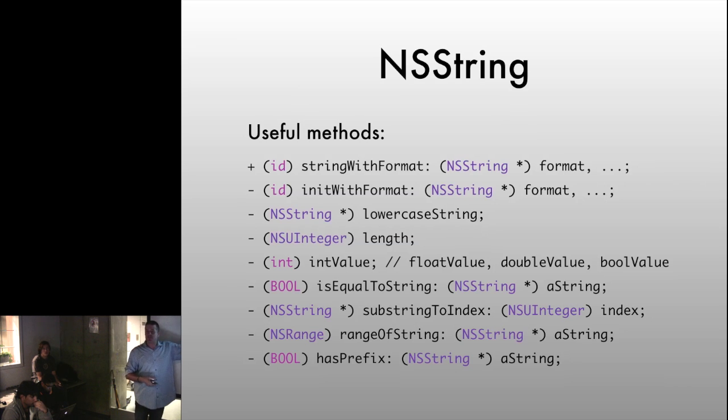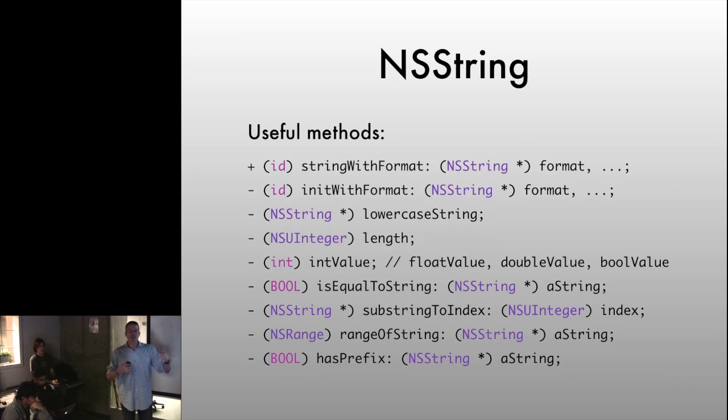Then isEqualToString is a very, very common one to test the equality of strings character by character, not pointer to pointer. Substring to index will give you back a slice of a string, a substring. There is the range of string. I got this backwards last time. Range of string is if you're looking for a substring in a string, it'll give you back an NSRange telling you where in the receiver string the parameter string appears.